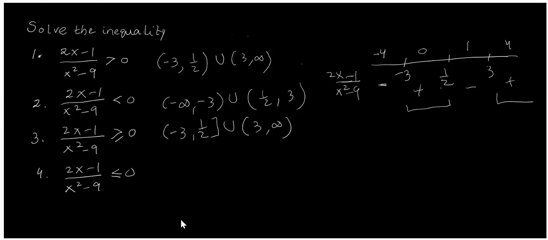When you have lesser or equal to 0, you'll be following number 2. So in this case, 1/2 comes from the numerator, so we'll be taking -infinity to -3, and then a bracket here, 1/2 to 3, and that's all.